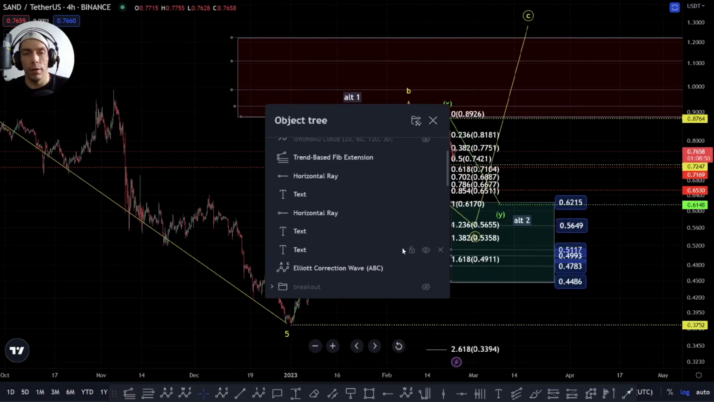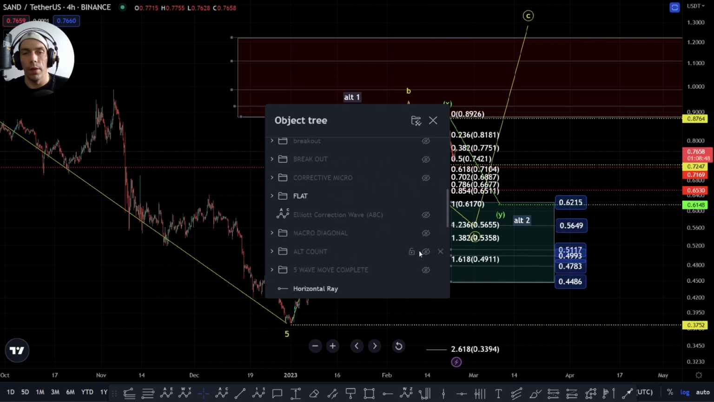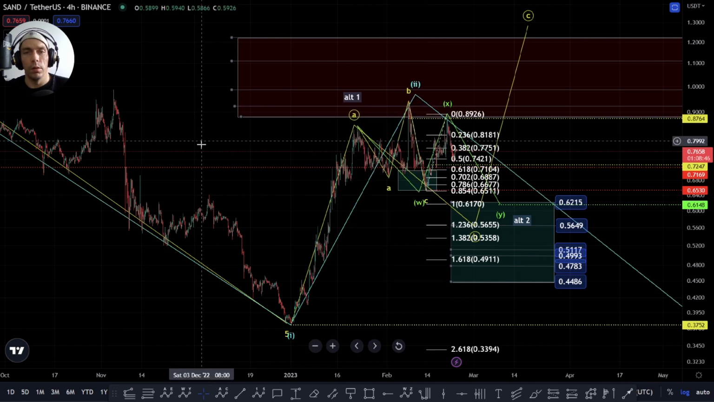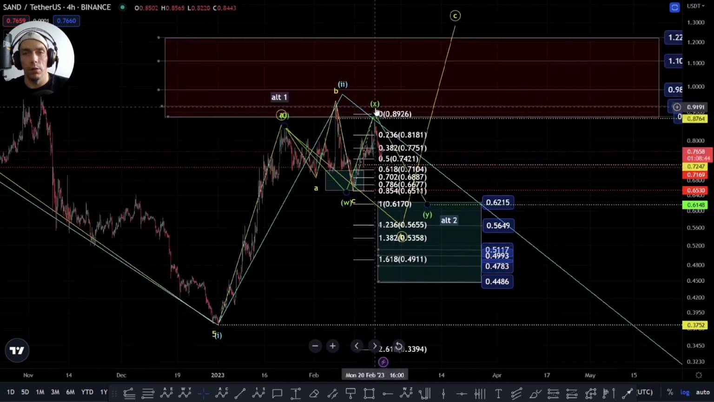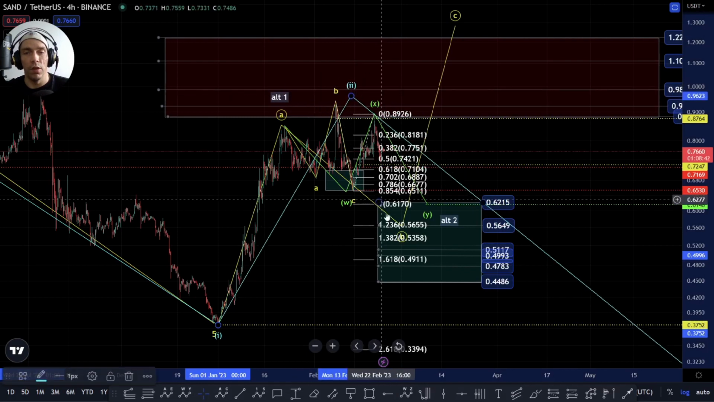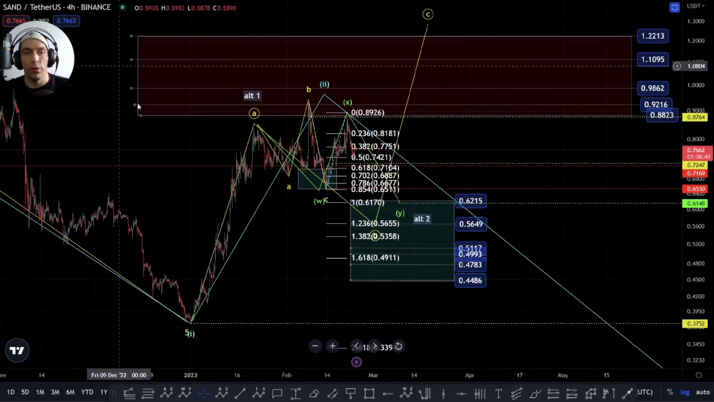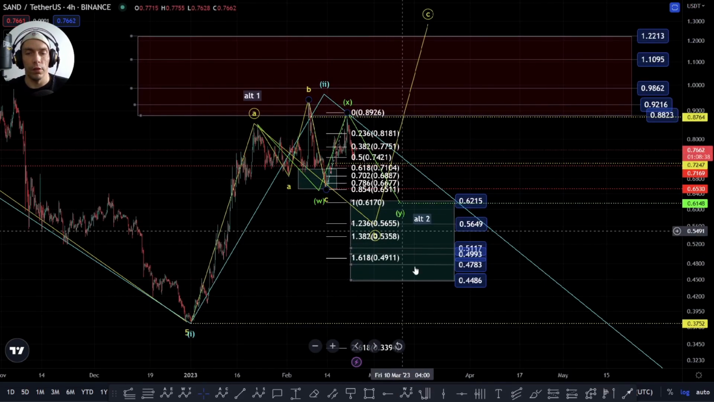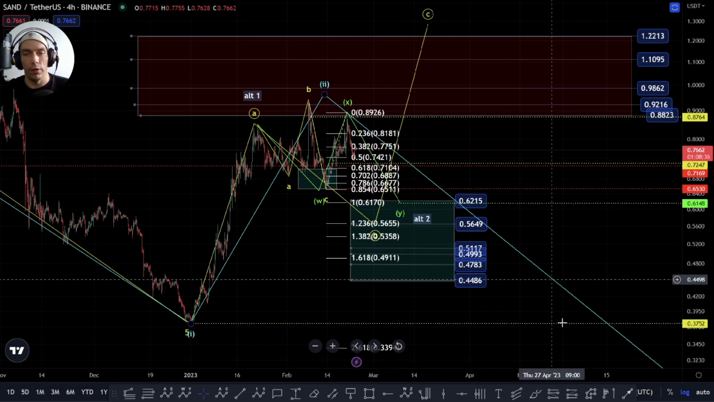the way that I'd be looking at it then would be that potentially we've had that diagonal playing out that we started to talk about in the previous videos. This is still a viable option. We could still see this play out in a bigger zigzag to the downside.